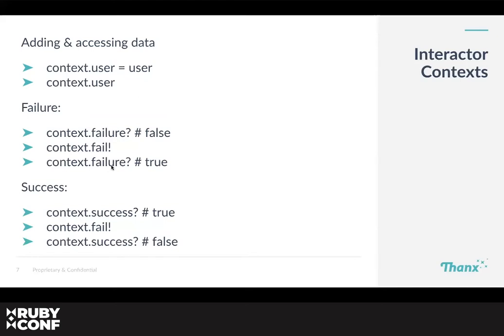The way you check for failure is context.failure?, which is a reserved word for contexts. The way you fail a context is context.fail!. There's a similar interface for success. This is a very lightweight API. There are a couple of additional pieces of functionality that contexts provide that we won't go into here, but you can check out the Interactor README on the GitHub page.